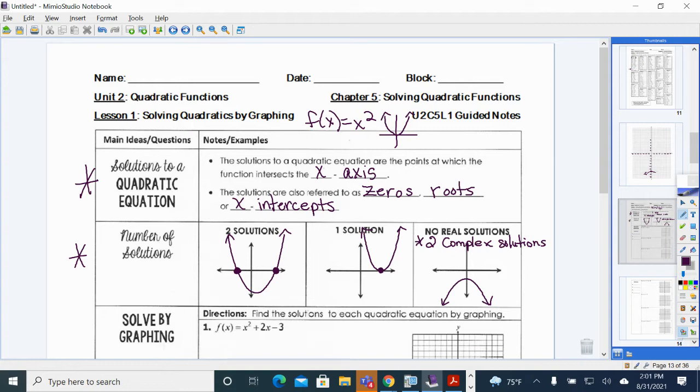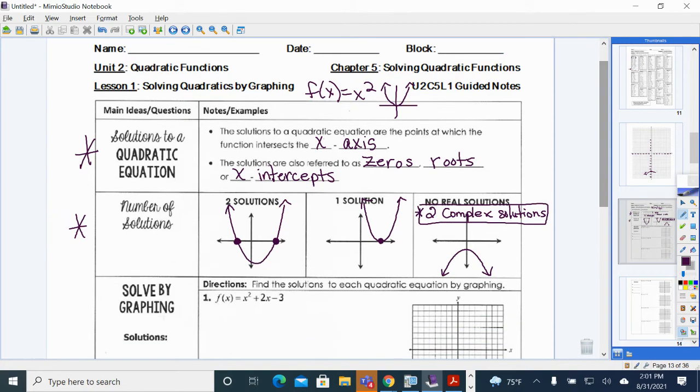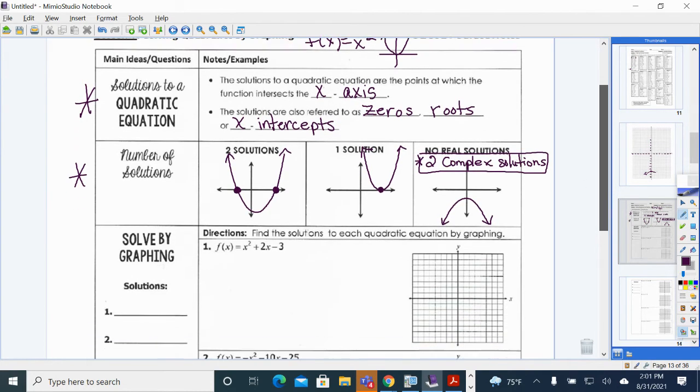Now, in Algebra 1, we call that no real solutions. But in Algebra 2, what we're going to learn is that we have two complex solutions. Now, we're not going to worry about what those complex solutions are in this lesson, but we will in the next lesson. So for now, when that happens, when you're solving by graphing, all you have to say is no real solutions or two complex solutions. And I would actually prefer you to say two complex solutions, because that's going to let me know you really do have a great understanding of what's happening.